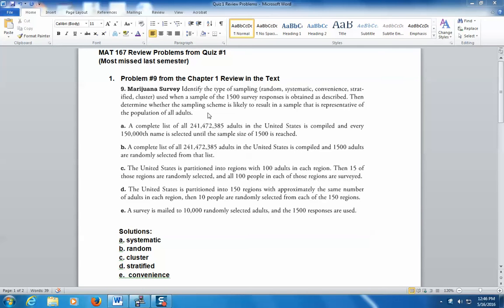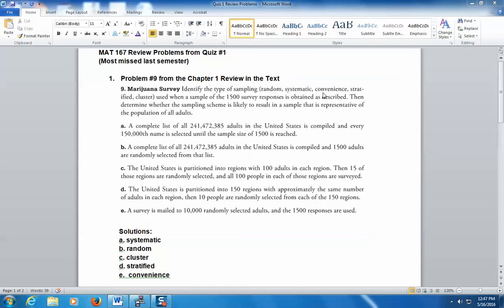So looking at the sampling strategies, random means that if you have everybody's name put in a hat and pick out 10 of them, okay? Everybody has an equal chance of being chosen. Systematic is some sort of a systematic fashion, such as putting everybody in a line and picking every 10th person.